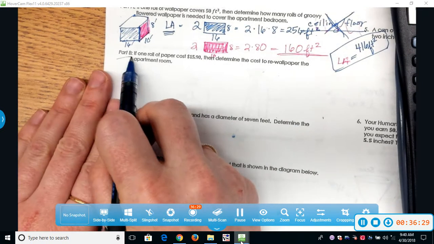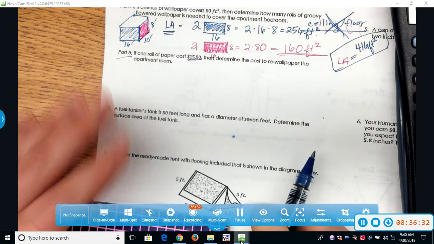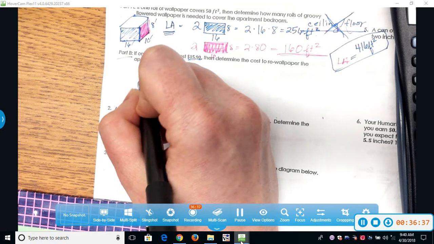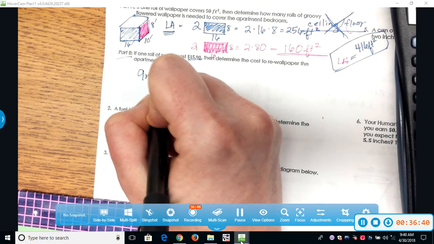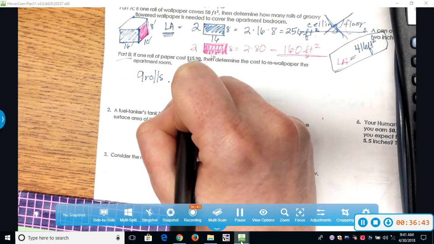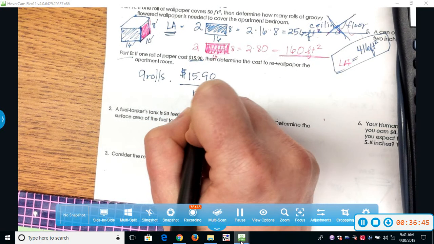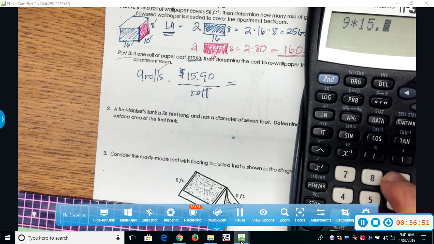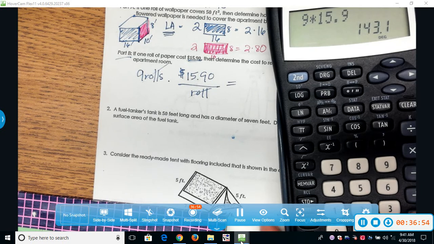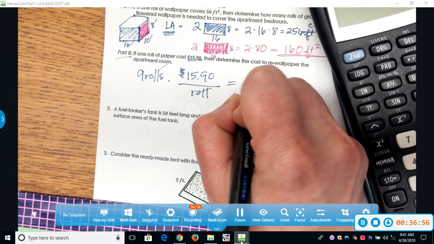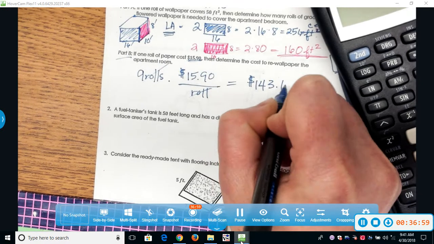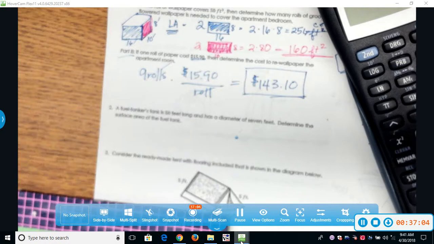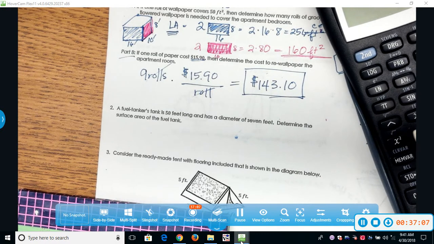Then they tell you for part B, if one roll of paper costs $15.90, then determine the cost to re-wallpaper the apartment room. All right, I have to buy 9 rolls. I know each roll costs $15.90. Rolls cancel. 9 times $15.90 is $143.10. That seems kind of cheap, but we are buying groovy wallpaper. That's the easy part.